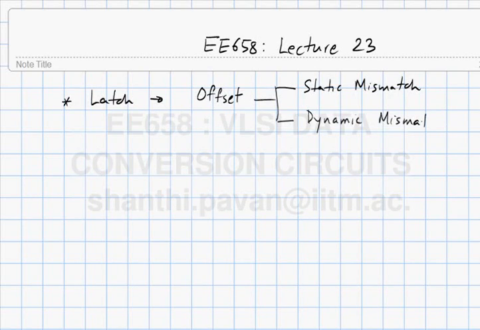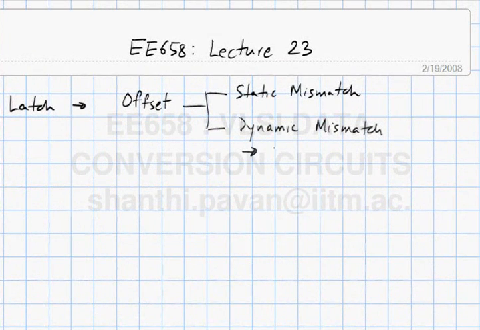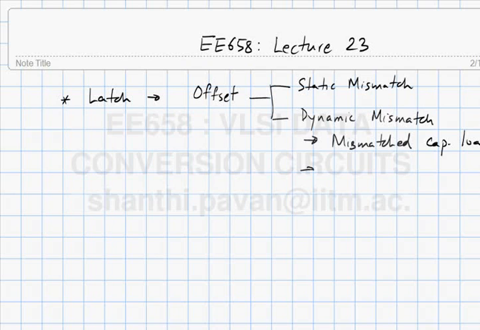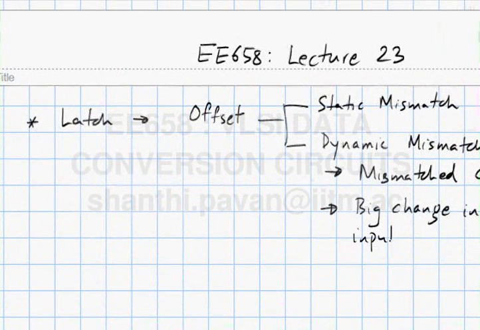and this is due to mismatched capacitive loads on either end of the latch circuit, and or a big change in the input common mode voltage relative to the natural common mode voltage of the latch. Is this clear? Alright.